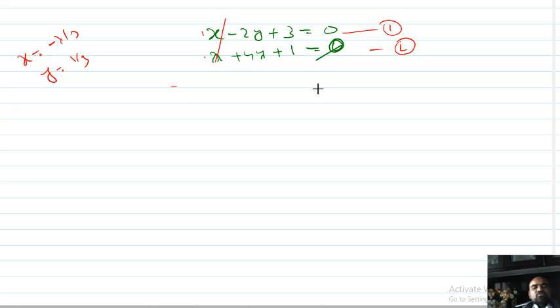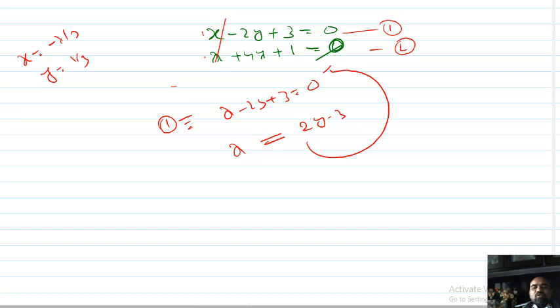Now if you want to use the substitution method to solve them: substitution method means take any one of the equations and make any one of the variables the subject. I am taking the first equation, that is x minus 2y plus 3 equal to 0. I want to make x the subject, x equal to 2y minus 3. Substitute this value in the second equation. Now the second equation becomes 2y minus 3 plus 4y plus 1 equal to 0. Here 6y minus 2 equal to 0, or y equal to 1 by 3.